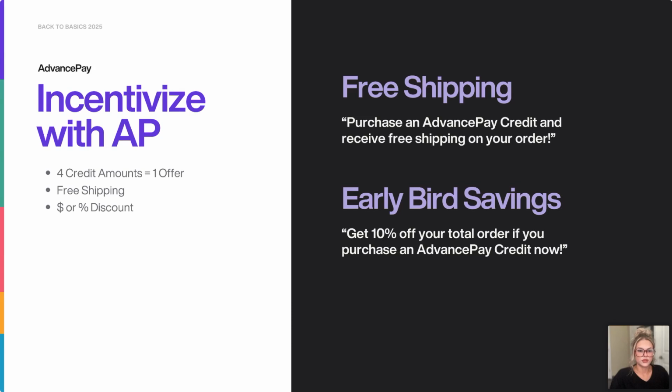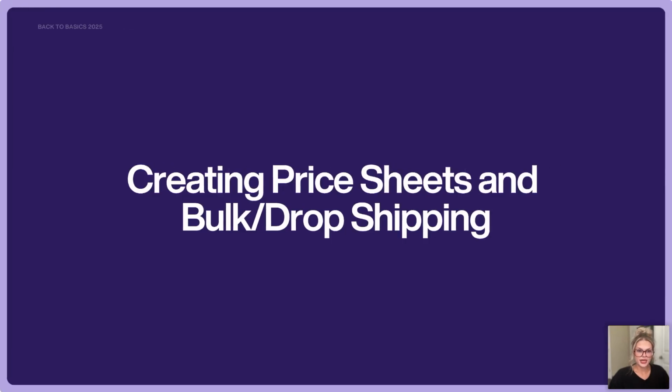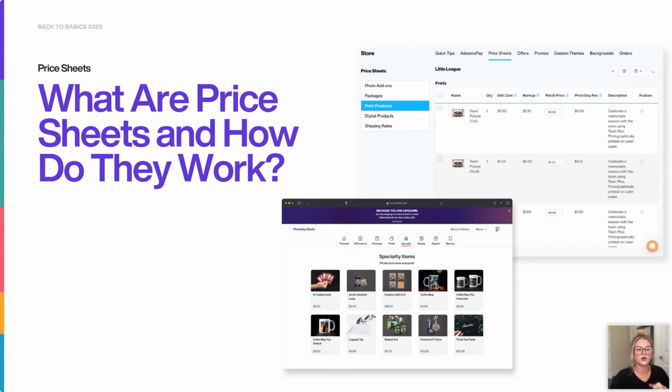Okay. I think that's it for advance pay. Let's get into creating price sheets, and we're also going to talk about bulk shipping a little bit. So what are price sheets and how do they work? Price sheets are your sets of pricing that you set up in PhotoDay. You create them in your account, and then you're going to attach a price sheet to each job that you're doing, and that's going to determine the packages and products that you're offering and the prices.